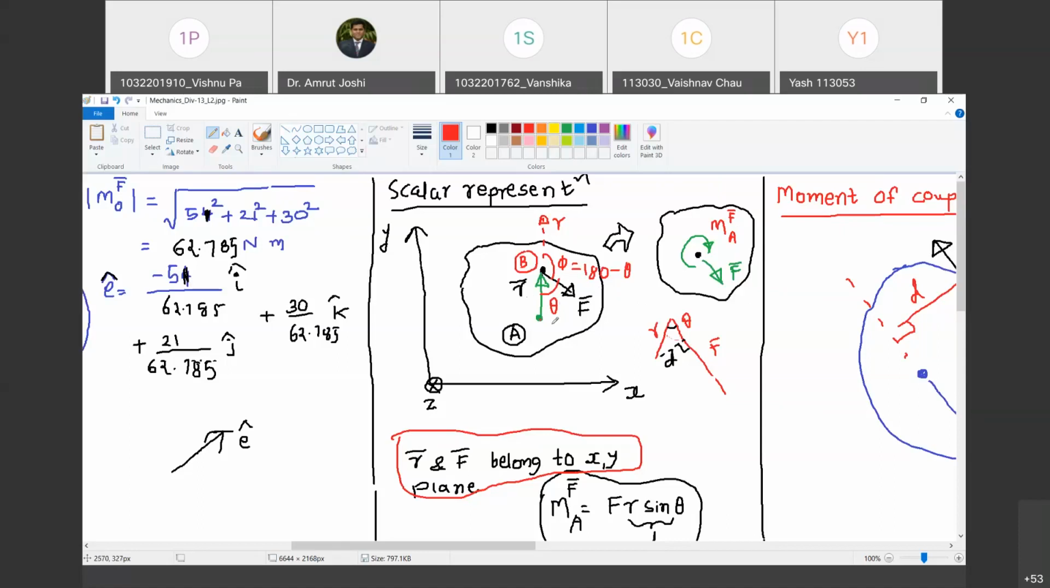So if I were to apply something at A such that it has the same effect on all points of the body as F at B, then what do I have to apply? I have to apply two things. One is the force as it is, plus this moment of force M F bar at A. Happy? Yes, sir. Are you with me? And what is this M F bar at A? It is nothing but FR sine theta. Do you agree with me? Now, what is R sine theta?